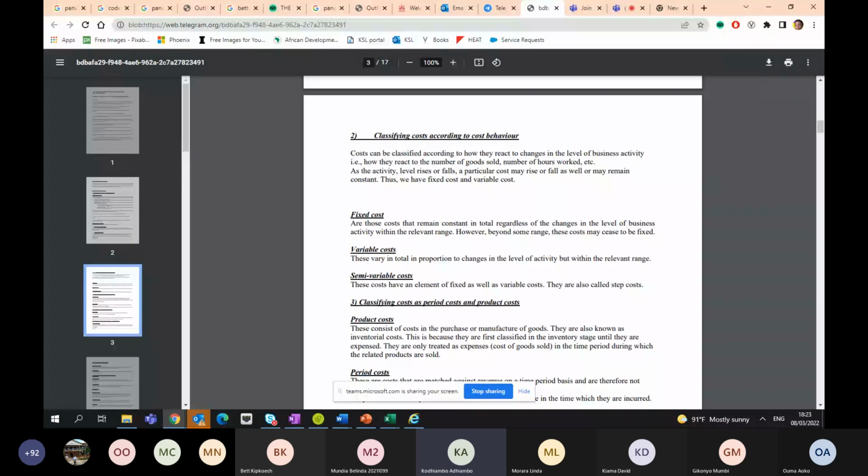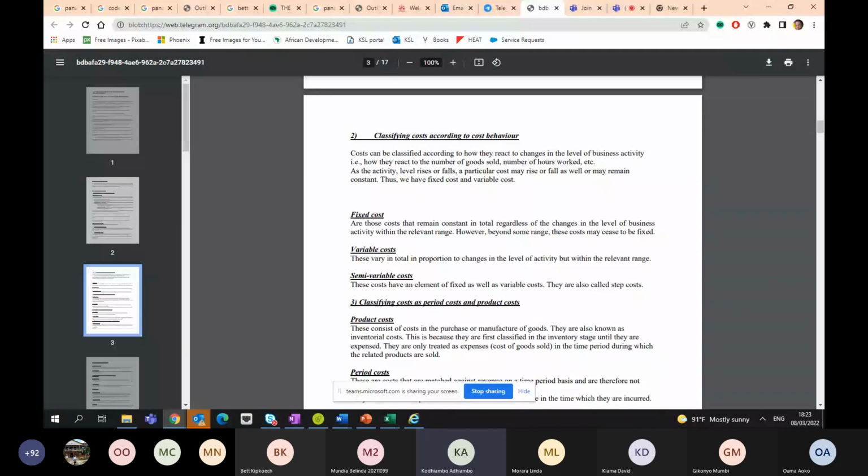If we look at fixed costs, it's like the rent and those ones that won't change with the increase in the number of units. So an increase in the number of clients you have will not increase your rent. So rent is a fixed cost. Maybe the number of people you need in your office will increase as you get more clients. That is a variable cost.